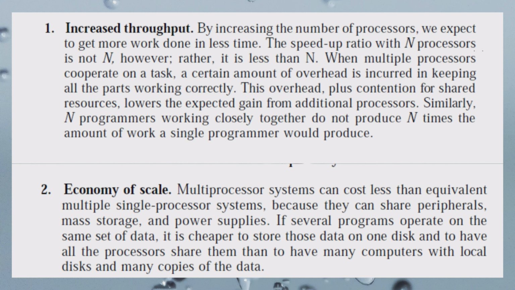Second one, economy of scale. Multiprocessor systems can cost less than equivalent multiple single processor systems because they can share peripherals, mass storage, and power supplies. If several programs operate on the same set of data, it is cheaper to store those data on one disk and to have all the processors share them than to have many computers with local disks and many copies of the data.